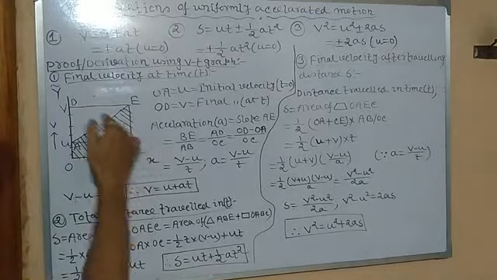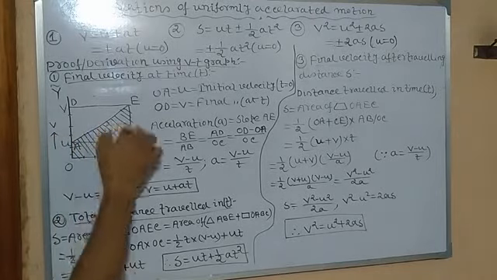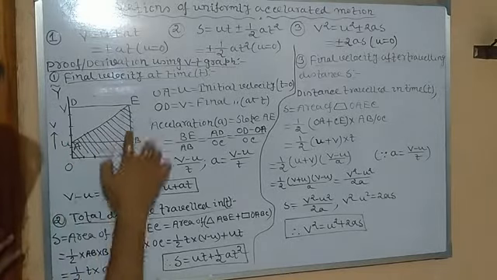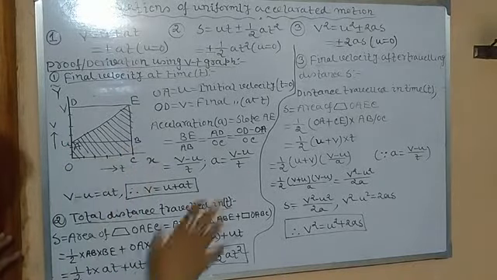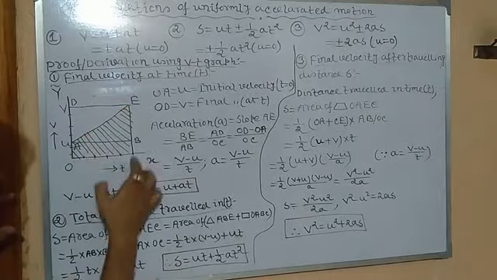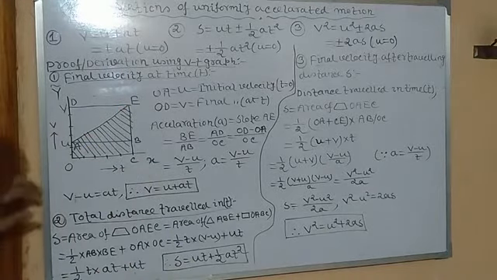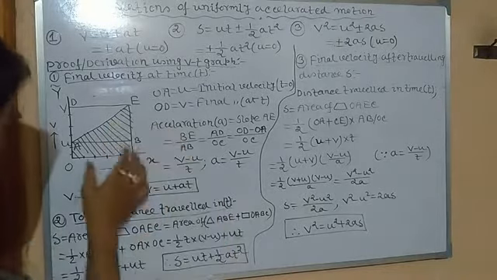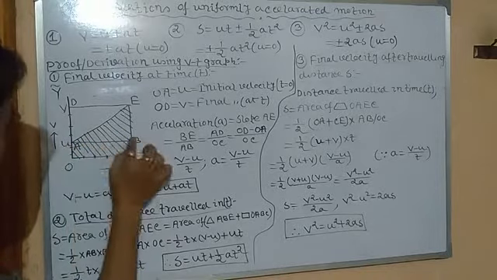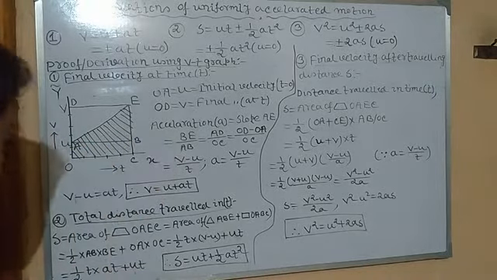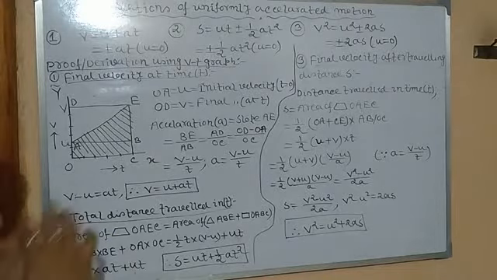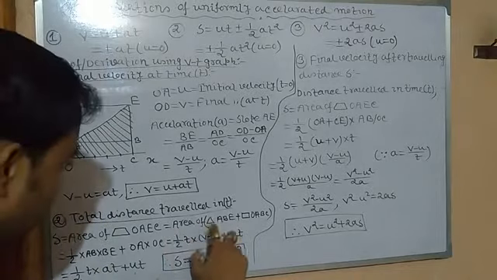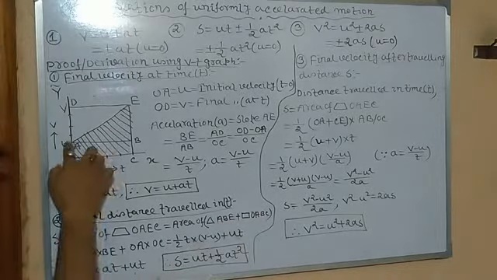You can see the marked area represents the distance traveled in time t, that is the area of trapezium OAEC. This trapezium is made up of two figures: one is triangle ABE and one is rectangle OABC. Clear? So the area of the trapezium is the sum of the area of the triangle ABE and the rectangle OABC. So what is the area of the triangle ABE?